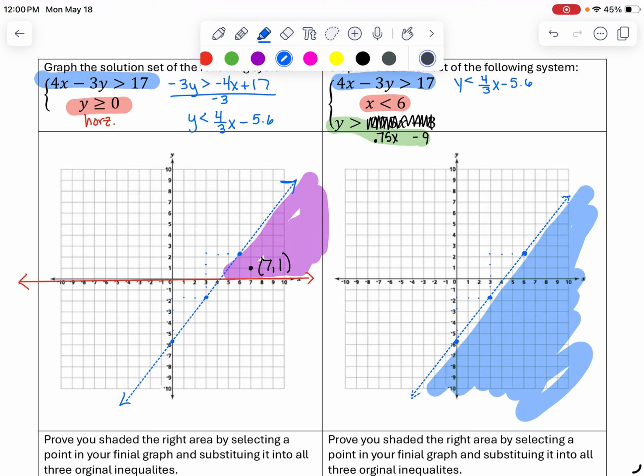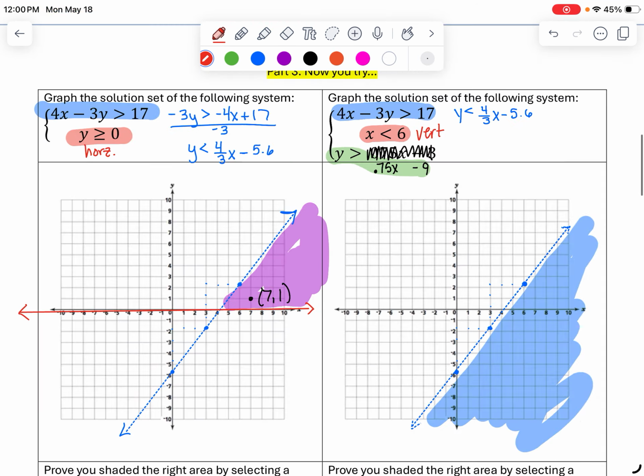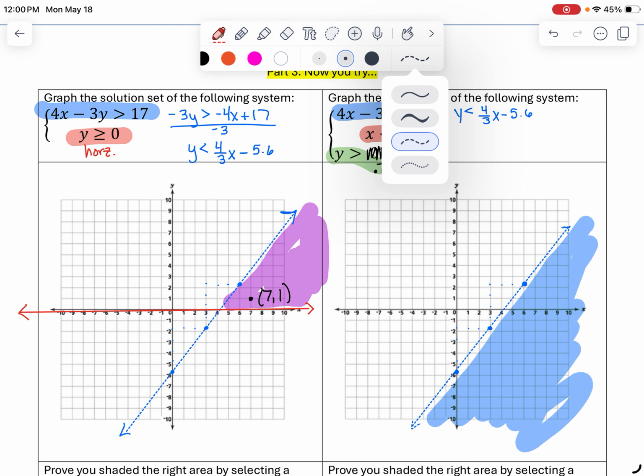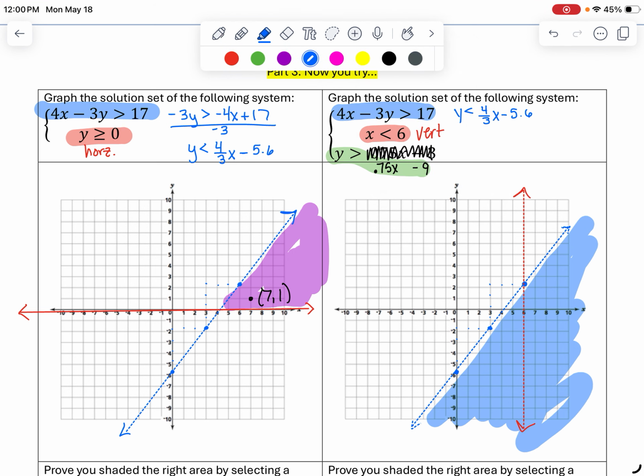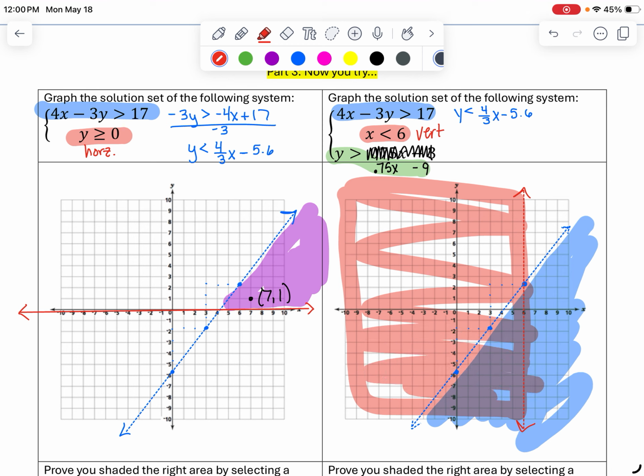All right, now I'm going to grab my red. This is a vertical line where x is positive 6, and it is broken because it's not equal to. And I need to shade below it, so less than it, so everything over here. You can already see where the red and the blue are coupling up, right? Kind of darken that area in.